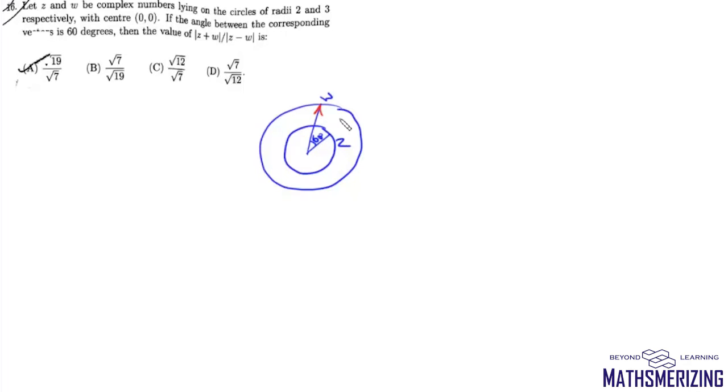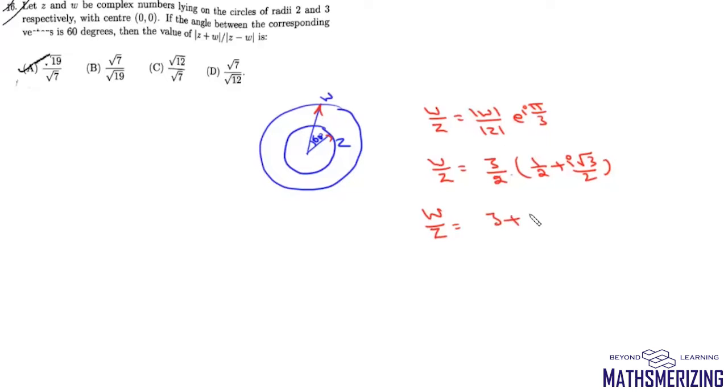Now if we write rotation of vectors, then we can say W upon Z is equal to mod of W upon mod of Z into e to the power iota, and then angle between them, and angle between them is pi by 3. So we write W upon Z, and this is mod of W. W lies on a circle of radius 3. So it'll be 3 by 2, and then e to the power iota pi by 3. E to the power iota pi by 3 is nothing but cos pi by 3, which is 1 by 2, plus iota sine pi by 3, which is root 3 by 2. So we'll get W upon Z as 3 plus 3 root 3 iota upon 4.